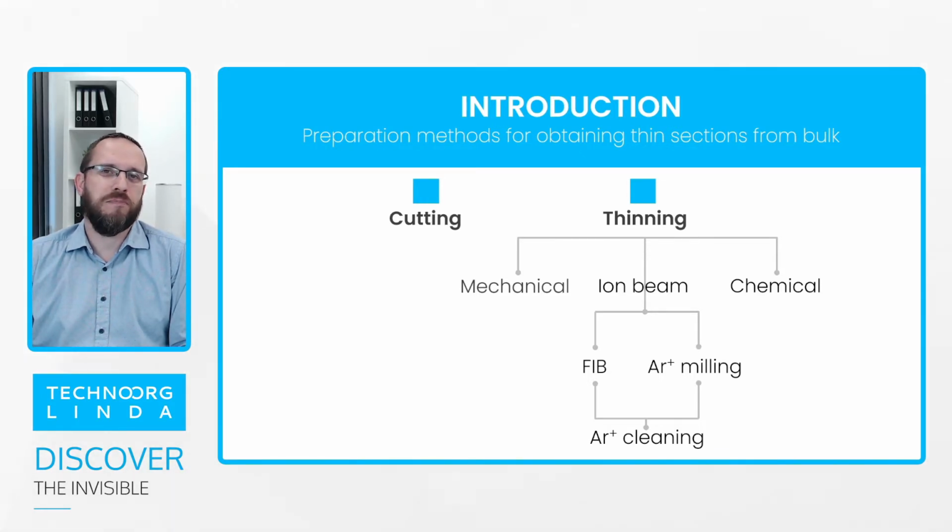The ion beam, whether gallium or argon, is damaging or amorphizing the surface. So the next step for a perfect sample is argon ion cleaning, which means that we are flooding the surface with low energy ions and cleaning away all the damaged surface layers.